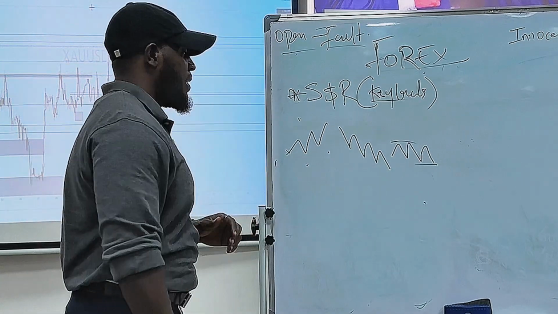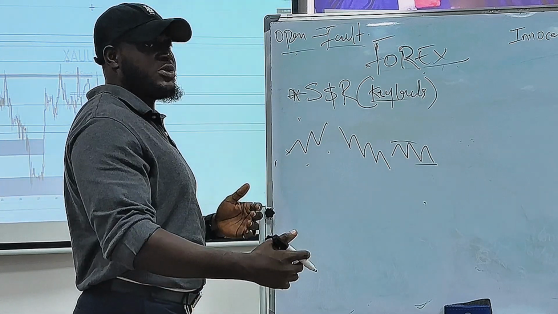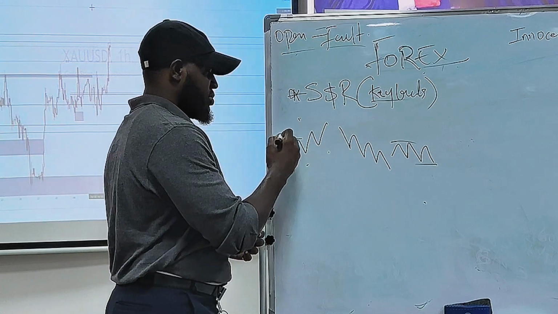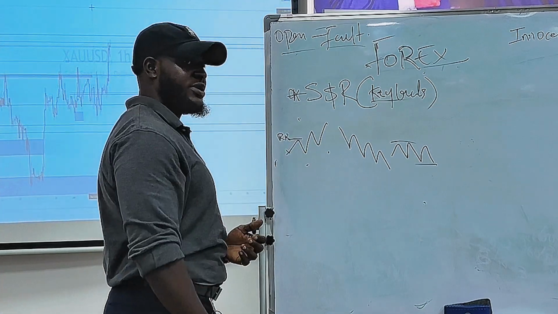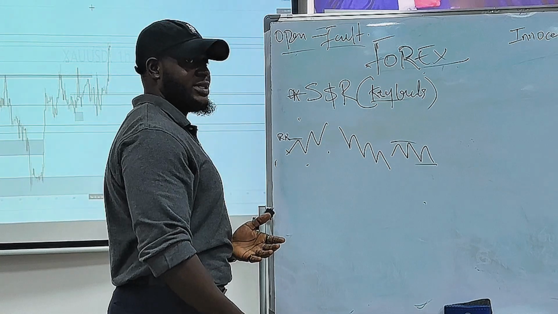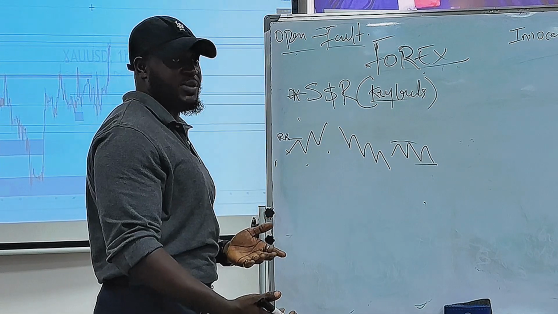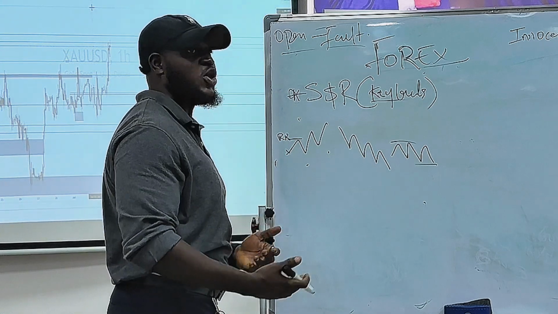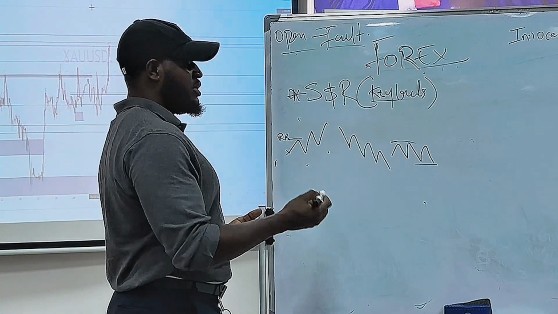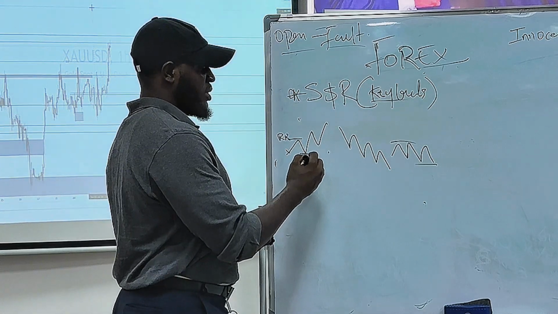Now, what is the resistance? Something that stops something from going higher, right? So here becomes the what? The resistance. And the support is meant to support. So basically, if someone is supporting you as a person, he's trying to push you, he's trying to uplift you. So in a bullish market or a bullish trend now, this would be referred to as a support level.